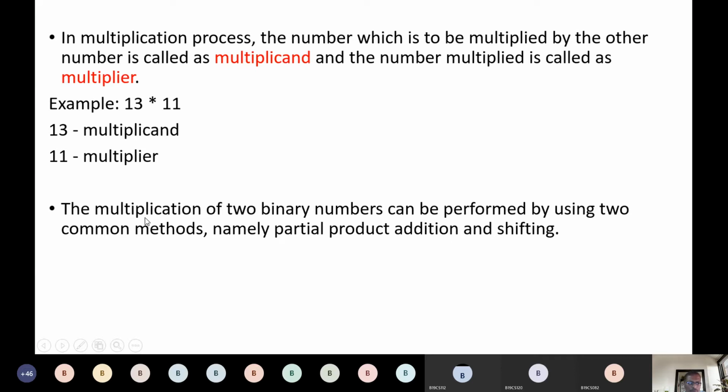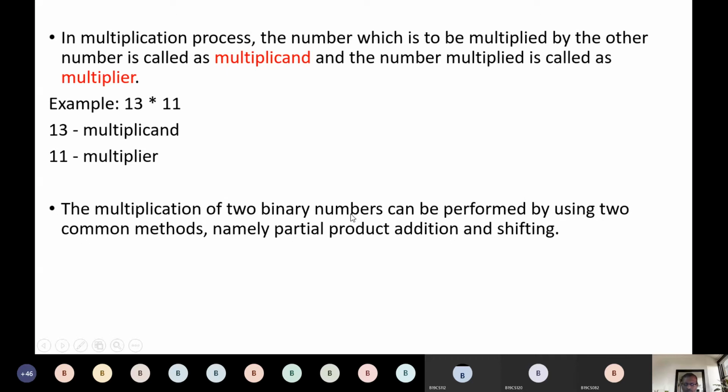When we look at the multiplication of two binary numbers, the common method we follow is partial product addition. This is important. We'll see what a partial product is, and shifting. We already know that while multiplying we shift one bit towards the left. In decimal multiplication also we do the shifting towards the left, and we'll see what partial product addition is.